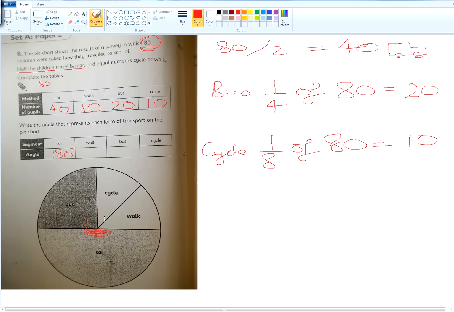Walking, we said was, well, let's do the bus first. The bus was a quarter. What's a quarter, Uzma? A quarter is 25%. But how many degrees? 90. Because we're doing degrees. And cycling was half of that. So half of 90 is 45. And then the walking is also 45. The angles they give are nice angles to work with.